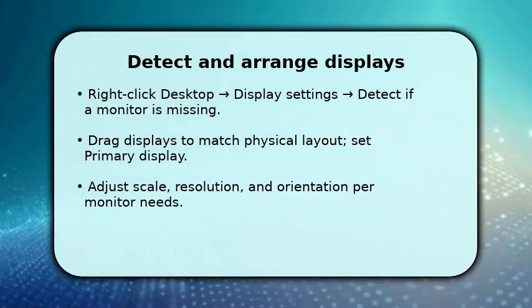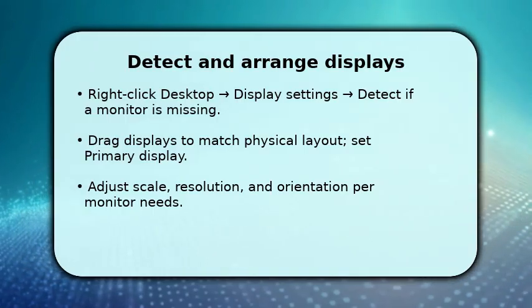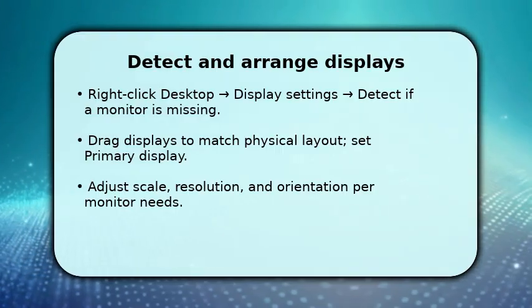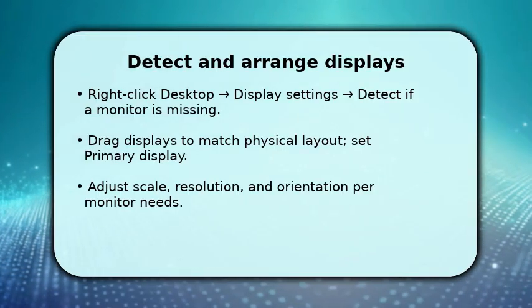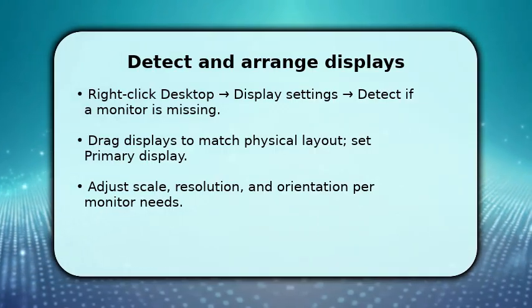Set the monitor you want for taskbar and new Windows as primary. Then, adjust scale and resolution independently to keep text sharp and consistent. You do these alignment steps because mismatched layout or scaling causes productivity friction and cursor confusion.